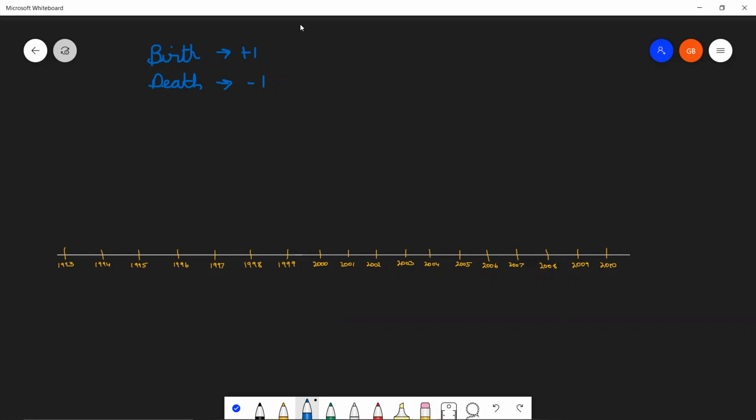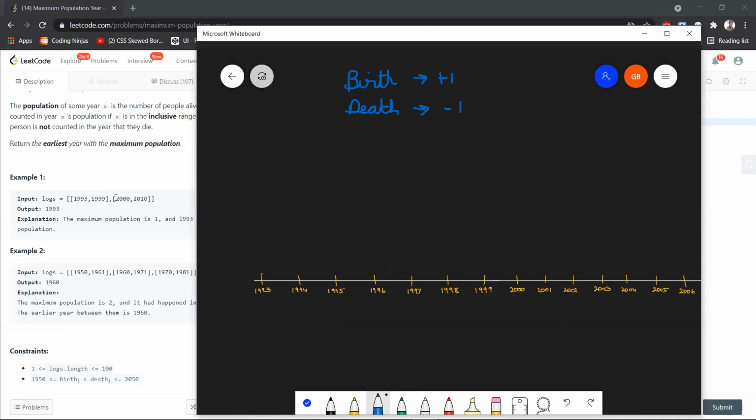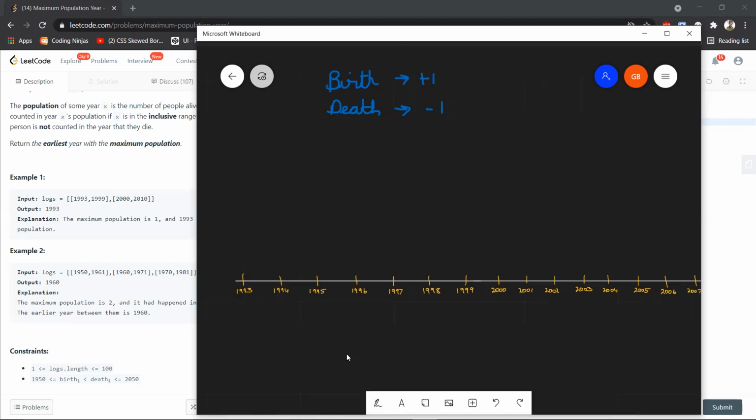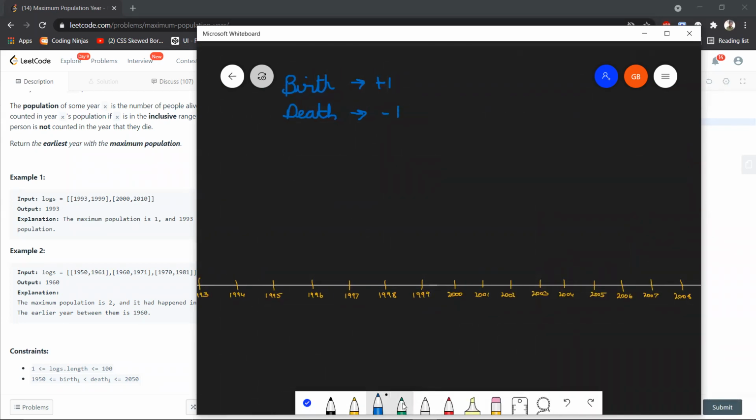So let's see this example over here. This example is a little short, so I'm going to expand it. I'm going to add 2 more logs. We have a log of a person from 1993 to 1999. I'm going to add another person who was born in 1993.